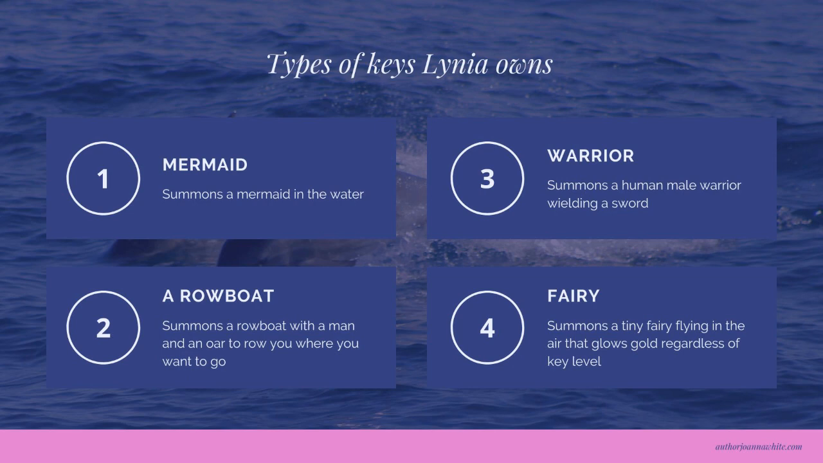And a fairy summons a tiny fairy flying around in the air, and she glows bright gold, regardless of the key level that she is. So she may not necessarily be a gold key. She could be a tin key or a copper key, but she glows gold because that's what fairies do.